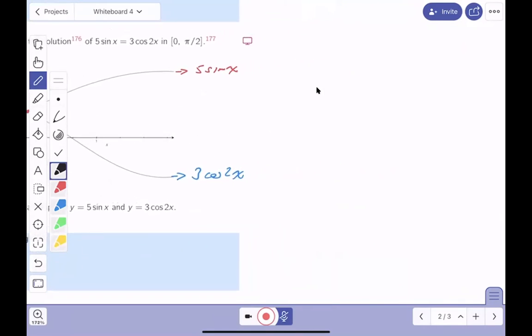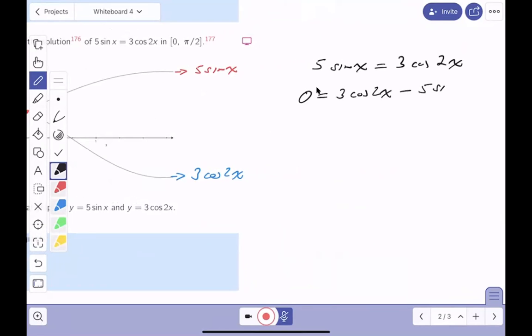A way to do that, I'll simply put this down over here. So 5 sine x equals 3 cosine 2x. So what I'm going to do now is solve for 0. This is the first thing I'm going to do. Now, why is that? Newton's method is trying to find the roots of something, and that's going to be the 0. So let's write this down. 0 equals 3 cosine 2x minus 5 sine of x.